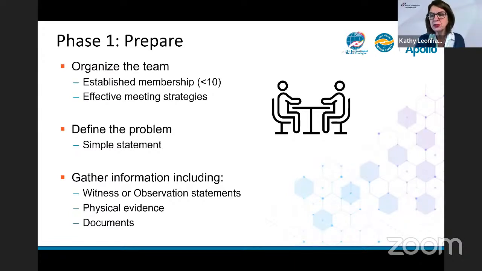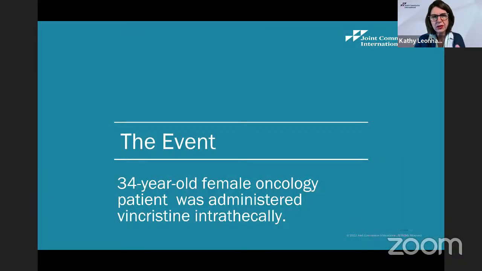So, how would you define the problem in the event, the case study that I just described? Think about how you would define that problem. So here's the summary problem statement from a team who analyzed this event. 34-year-old female oncology patient administered vincristine intrathecally. That is the statement. That is the problem.